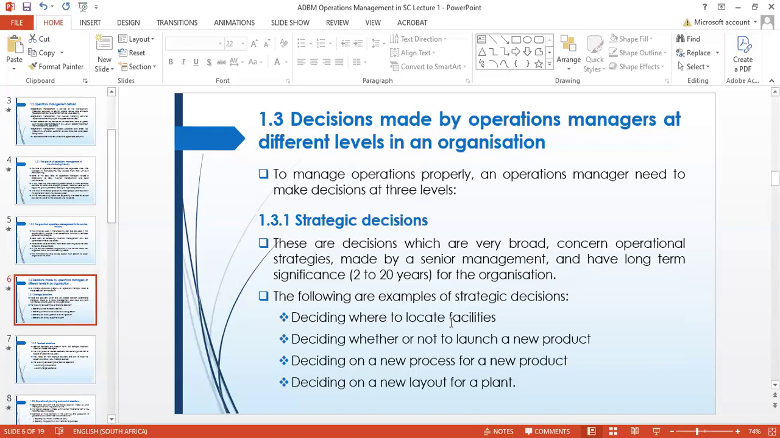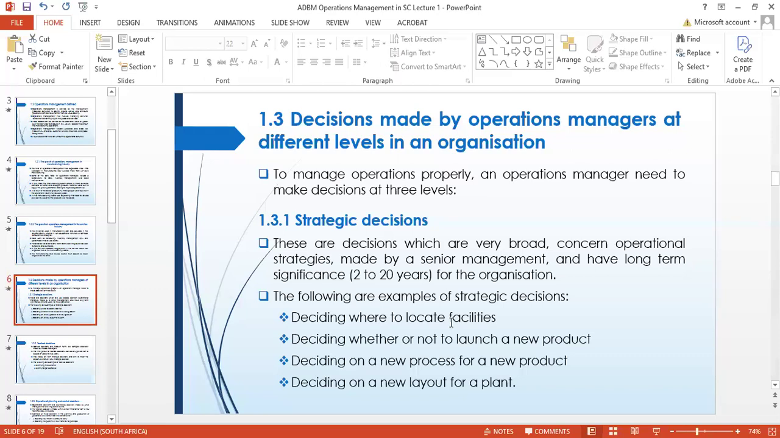Now, we are talking of the operations managers, those who oversee activities that take place in the operations department. Various managers make various decisions, right? So we have operations managers at various levels of the organization. Okay, so the first here are strategic decisions. These strategic decisions are decisions that are broad, that concern the operational strategies of the organization. And they are made by senior managers. They are long-term, right? Meaning they cover from 2 up to maybe 20 years. That's their range. So they have to be made by senior management.